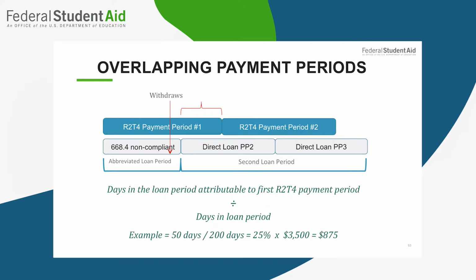So we would look at the $3,500 that was disbursed, and we would multiply that by 25%, and that would mean $875 would be included as aid that could have been disbursed. We couldn't disburse it because the student withdrew before the beginning of the direct loan payment period number 2.